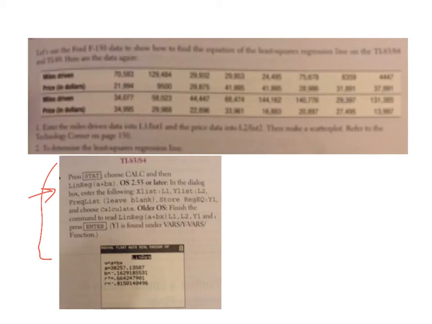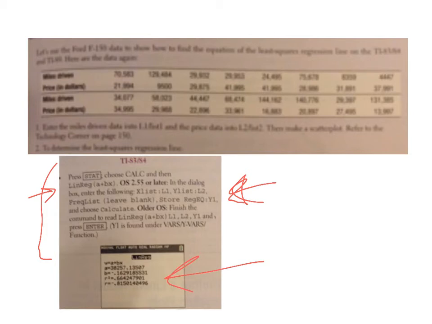So after you put in all of your information here, your X list in this example should have been L1, your Y list should be L2. Make sure you type those in every time. Your calculator will default to L1 and L2, but if you type those in L3 and L4 or L2 and L5, you're going to get weird stuff. You leave the frequency list blank. Store the regression equation under Y1, and then choose calculate. And you'll get all of this information here.